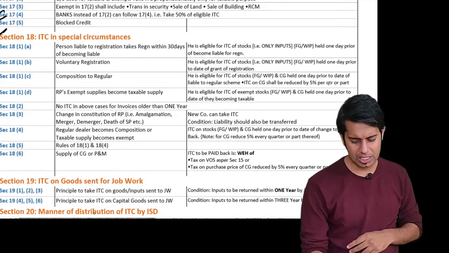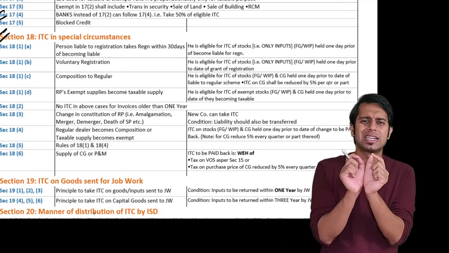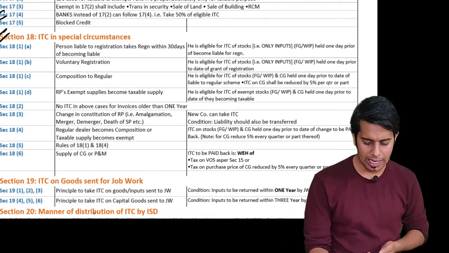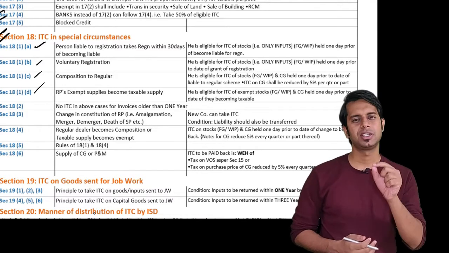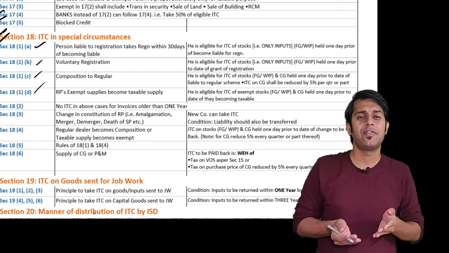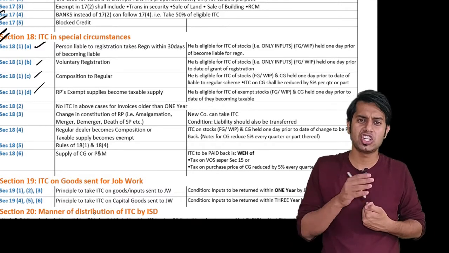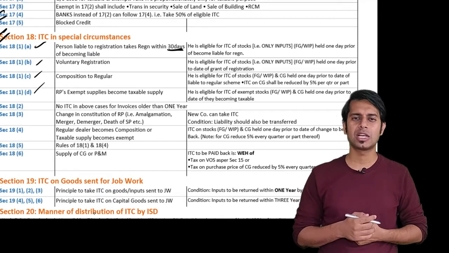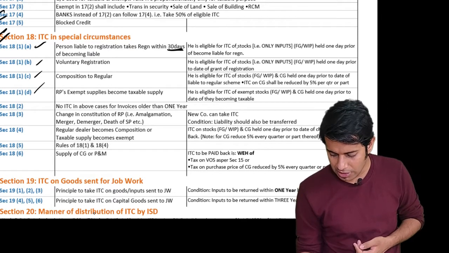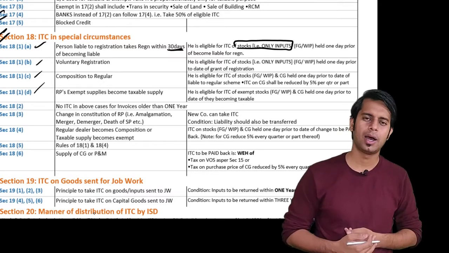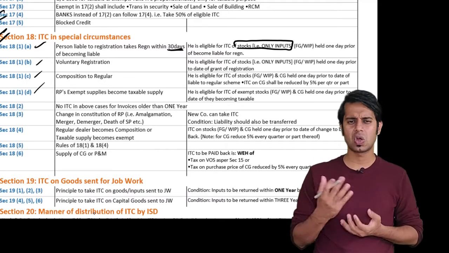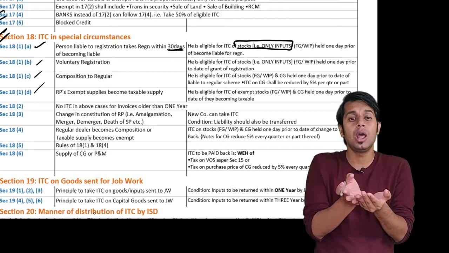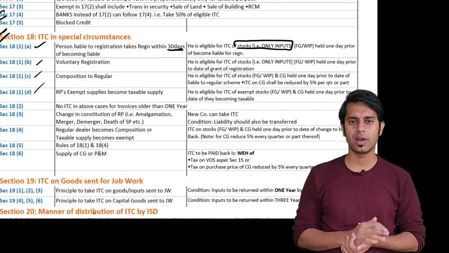Then section 18 talks about input tax credit in special circumstances. What will happen for input tax credit in special circumstances? 18.1 A, B, C, D, important. Section 18 subsection 1 clause A says if a person who is liable for registration applies for registration within how many days? Within 30 days from becoming liable, then he can take input tax credit on all the inputs, that is the stock which is there, only inputs. He can take ITC on the inputs, whether finished goods or work in progress, which are available one day before he was liable for registration.